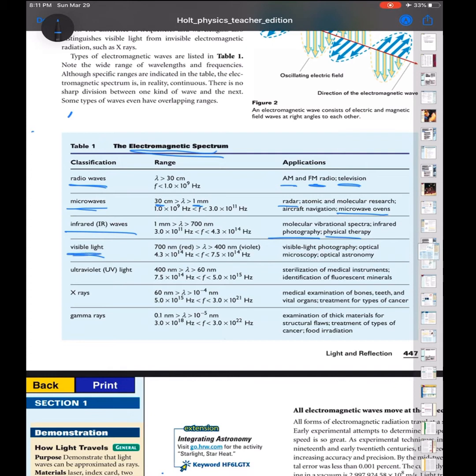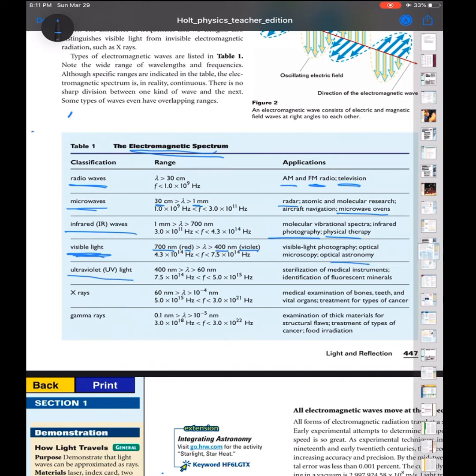Visible light, which is the light that our eyes can detect, has a wavelength between 700 nanometers to 400 nanometers, which goes from red to violet. Visible light is used in photography, optical microscopes, and optical astronomy.